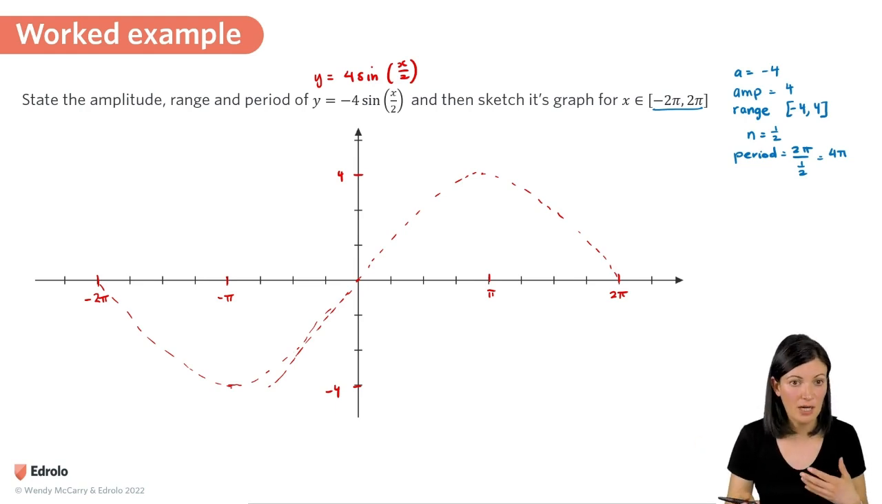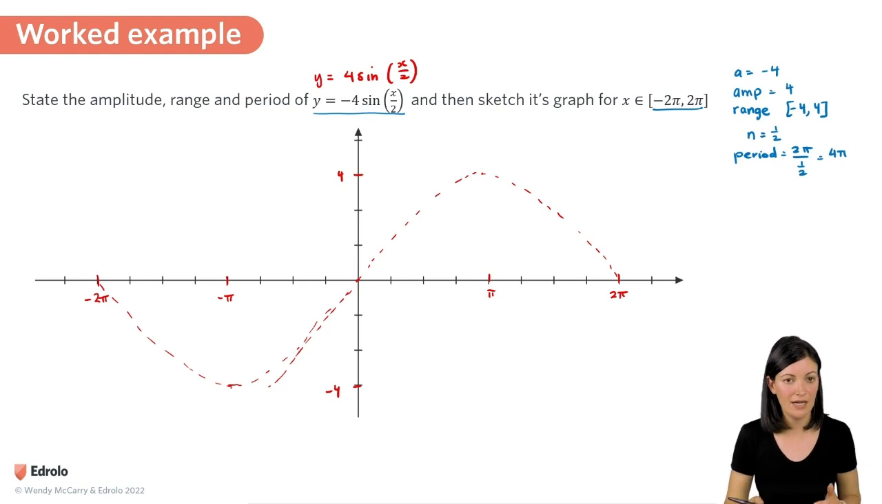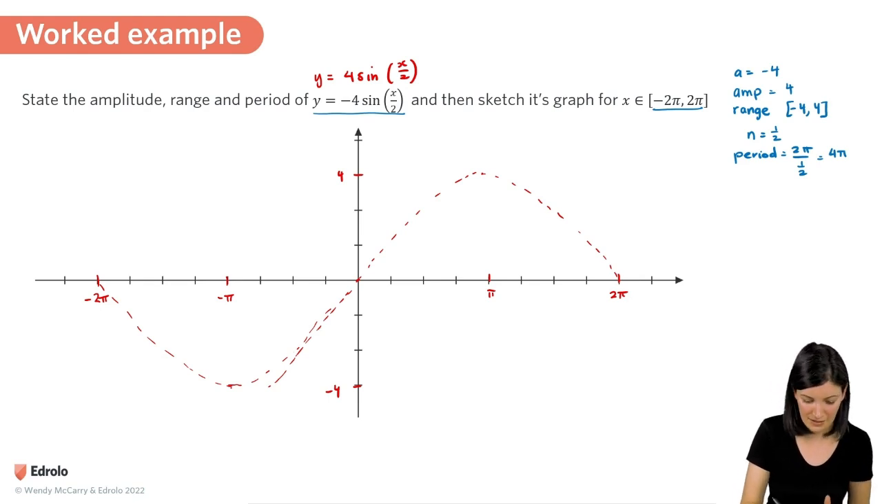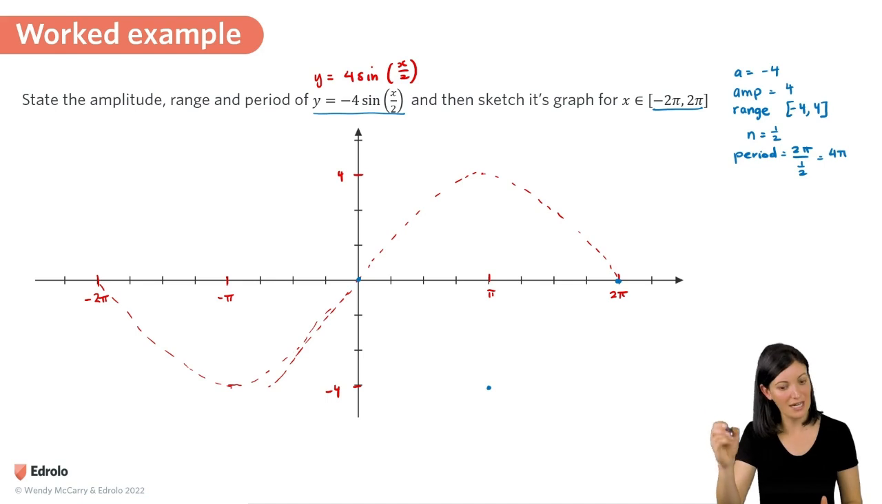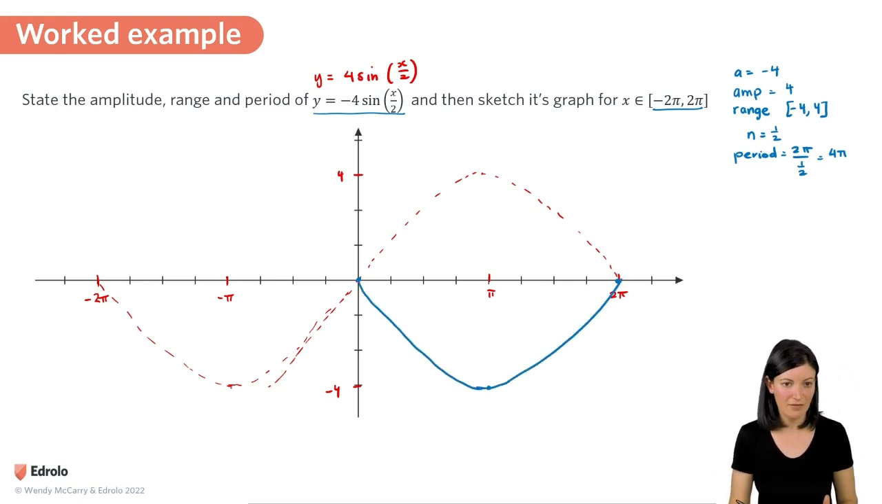So I'm going to switch back to my blue pen now, and I'm going to draw y equals -4 sine of x on 2, okay, which is just this graph reflected in the x-axis. So my minimum point now here is going to be here. So that's going to be 0, 0. I'm just putting in some key points so I can connect them nicely. Okay, so that's that half of the graph.